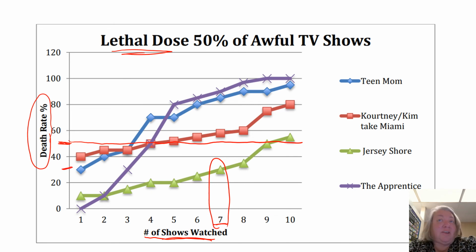So that's a death rate of 30%, meaning that after watching 7 shows, 30% of the population has died, or that 70% is still alive because we haven't reached that LD50 yet, or that you would have a 30% chance of dying if you sat and watched 7 episodes of Jersey Shore. Again, just kind of a silly example for you. Hopefully that clears up this chart also. Again, if you have any questions, just let me know.